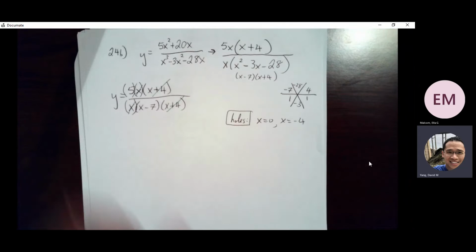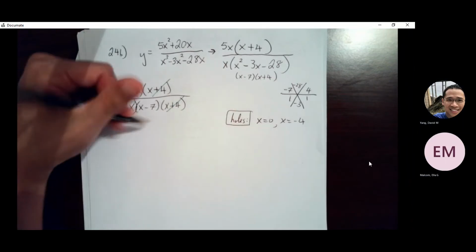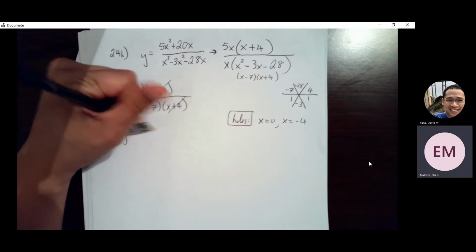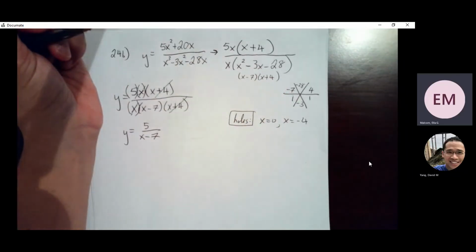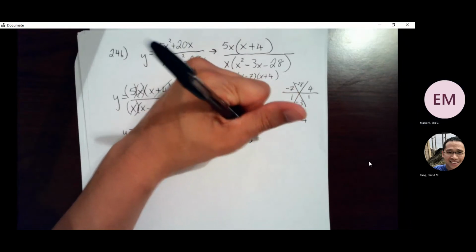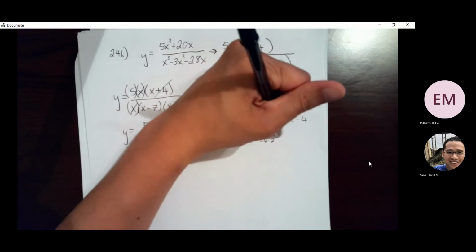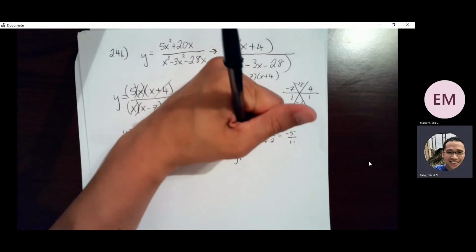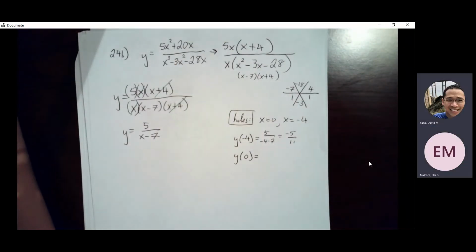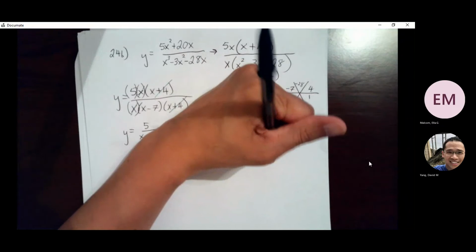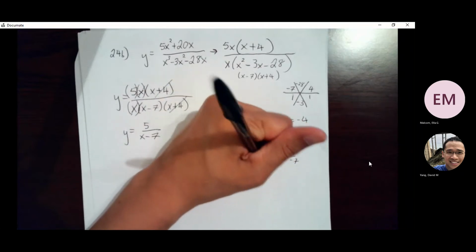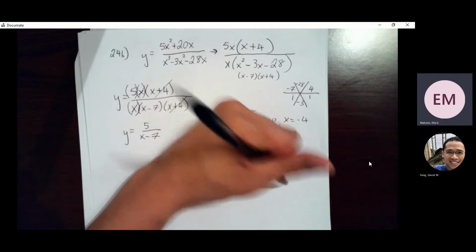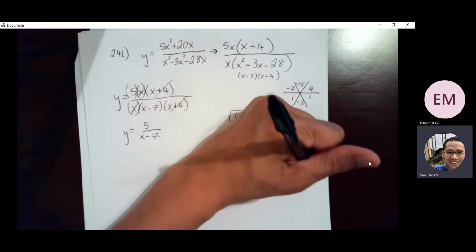Now, we found the x values of the hole, but the hole is an ordered pair, so we also need to find the y value. So here's the reduced function here. So 5 over -4 minus 7, 5 over -11. And then 5 over -7. So we have two holes. That's going to be -4 and -5 over 11, and 0 and 5 over -7. Okay.